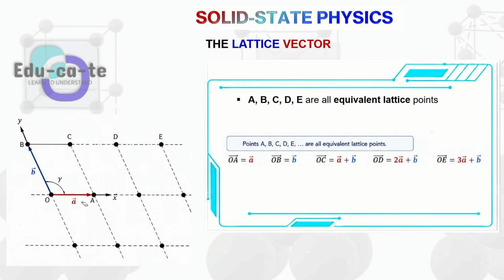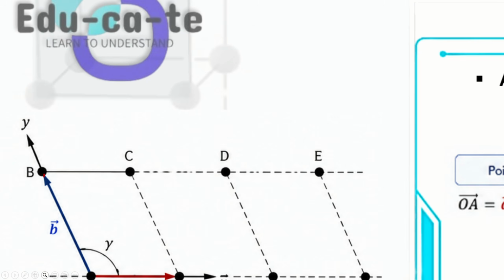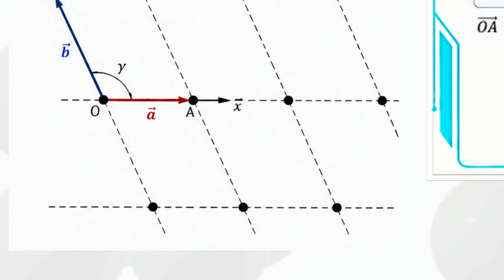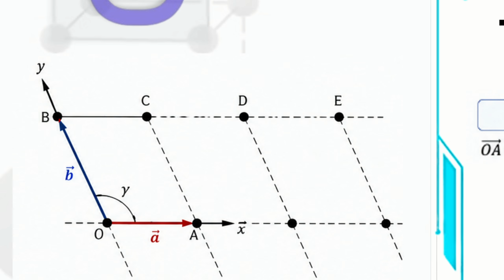And in this top view, I have the lattice vector A, the one that is moving along the x-axis, and the lattice vector B, the one that is moving along the y-axis. So these are just my arbitrary x-axis and y-axis. Remember, the x-axis and the y-axis, you can name them in any order.